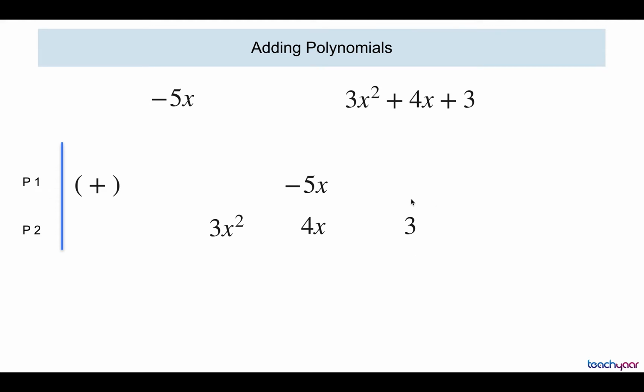So you just add up the like terms. What would you do? The sign here, because it's addition, is plus, and then you start adding. 3 plus 0 is 3, because there's no term there. Minus 5 plus 4, because it's addition, right? Minus 5 plus 4 is minus 1, so it becomes minus 1x. There's no term here, so it's 0. 3 plus 0 is 3. So if there's no term, it's 0, and you add it up. So the sum of these two is basically 3x squared minus x, or minus 1x, plus 3.